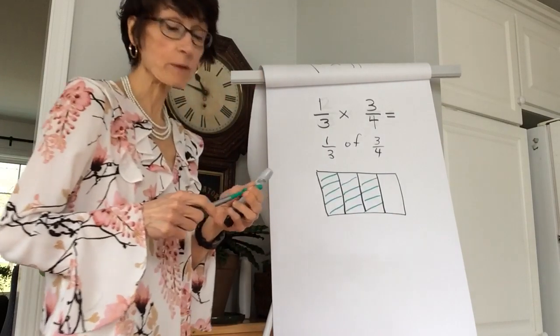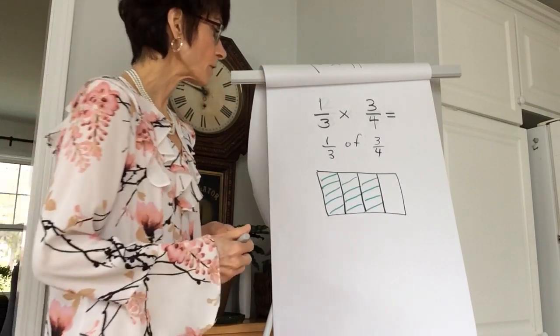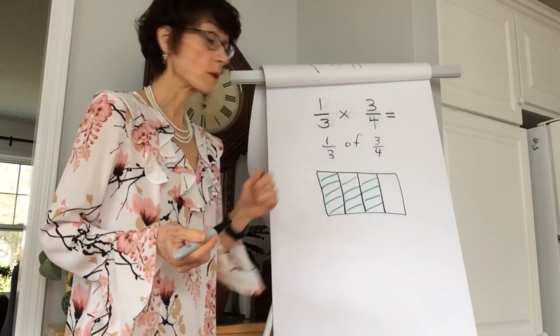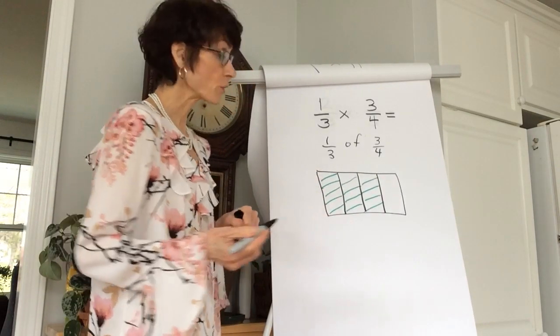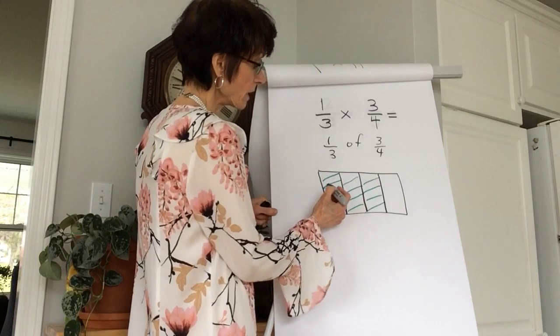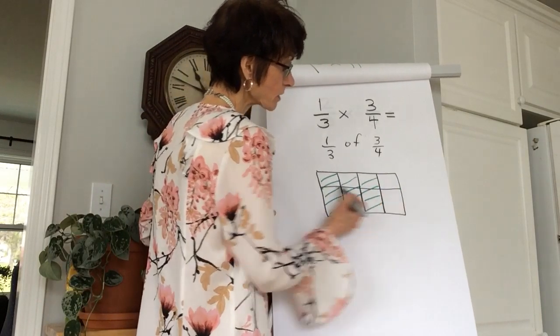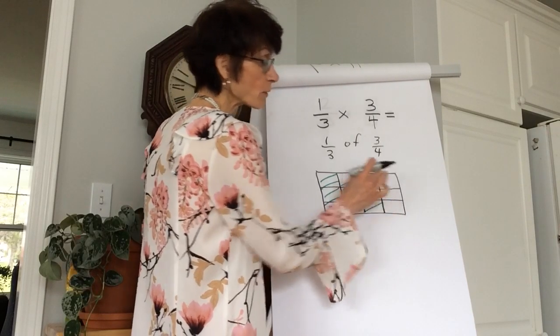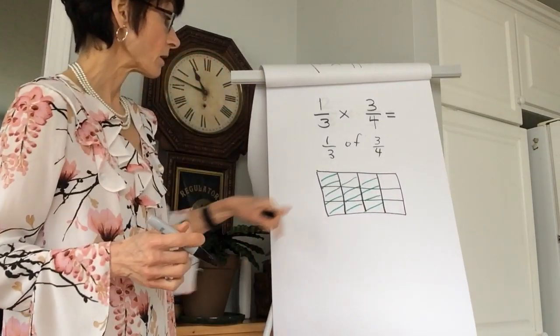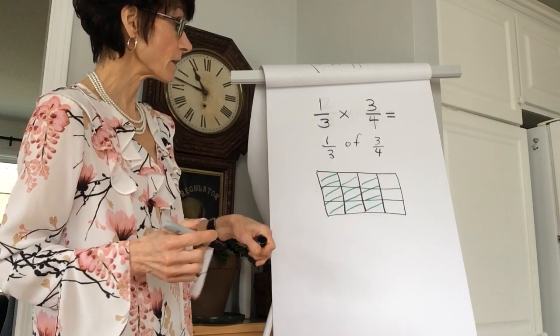Alright, now we need to find 1/3 of that. So what we're going to do is draw horizontal lines in the other direction and split this rectangle into thirds horizontally. We're going to make our line go all the way across so we know how much each part will be in the end. Alright, so here we have it divided in thirds.